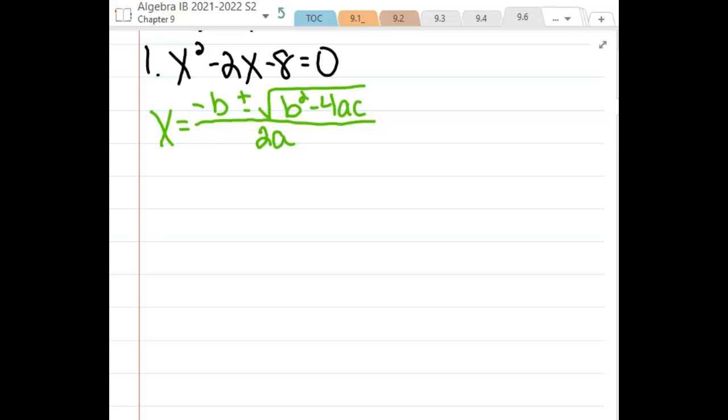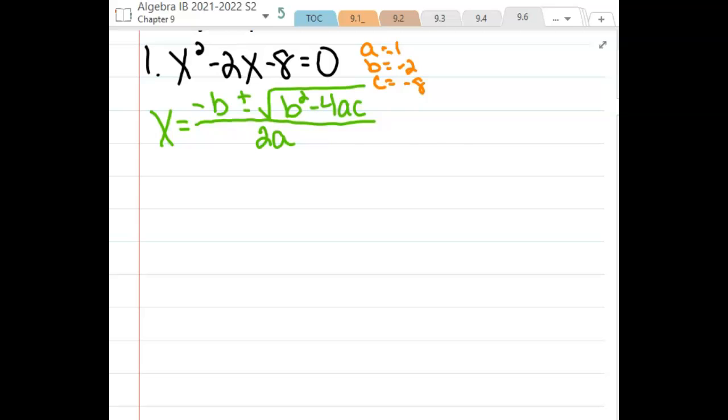So the next thing that I'd like you guys to do is just off to the side, let's identify a, b, and c. Now, you can only identify a, b, and c if it's equal to 0, which this one is. So to start with a, it's a x squared. Well, there's not a number there, so what's my a? 1. And then it's bx. What's my b? Negative 2. And then my c? Negative 8.